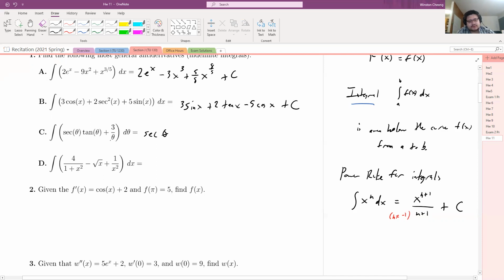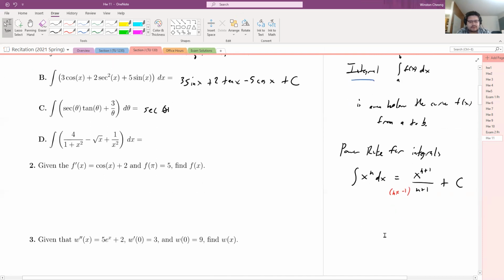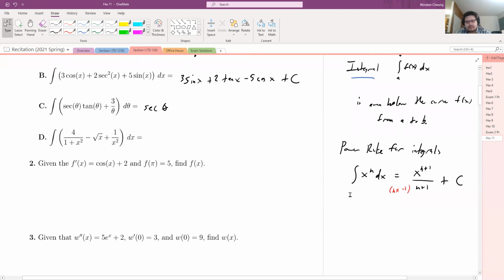And now we hit this. I can pull out the 3, but then I'm going to have a 1 over theta, or 1 over x. And that is actually this case of where power rule breaks. So what you should remember is that there is a function whose derivative is 1 over x. And that function is the natural log, so ln of x.